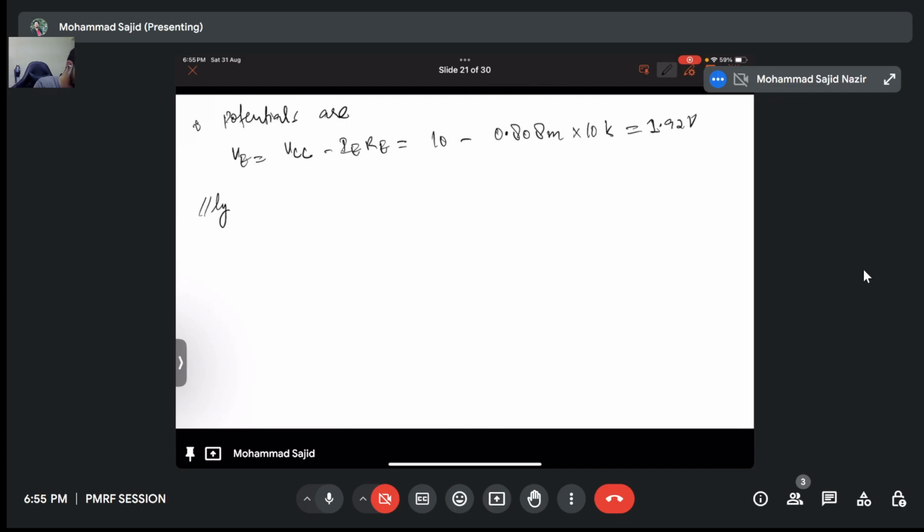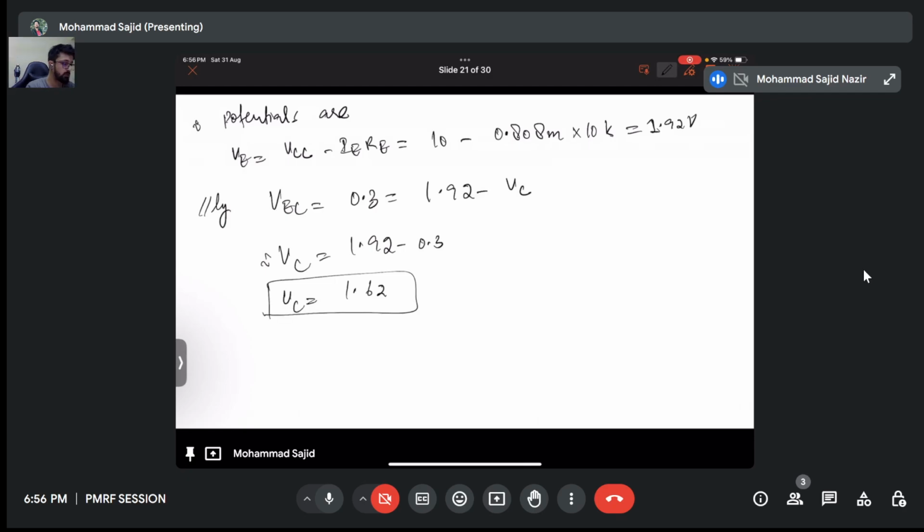Similarly, as given VEC is equal to 0.3, we have 1.92 minus VC is equivalent to 0.3. Therefore, VC is equivalent to 1.92 minus 0.3, which will be equivalent to 1.62. So these values are the peak instantaneous voltages for VE and VC.